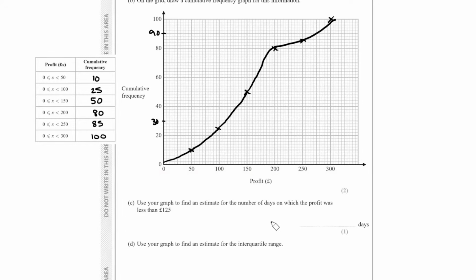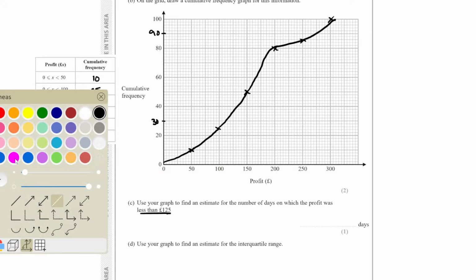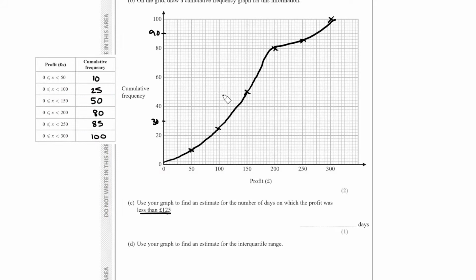Okay, part C. Use your graph to find an estimate for the number of days on which the profit was less than £125. So you would get your ruler, right? I'm going to get my straight line. £125 on my x-axis is here.